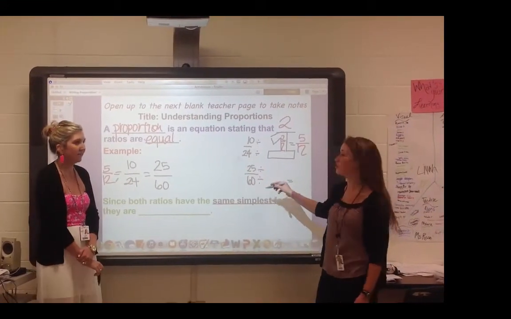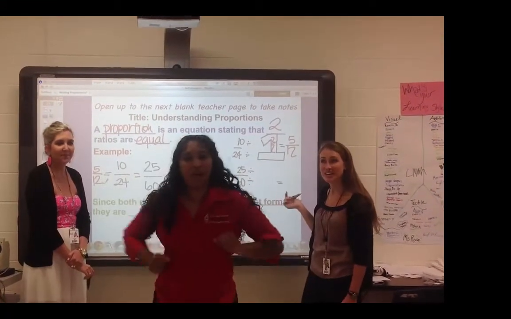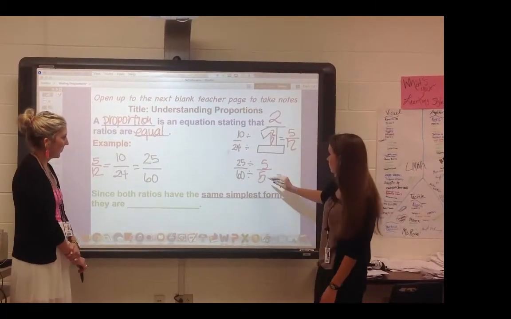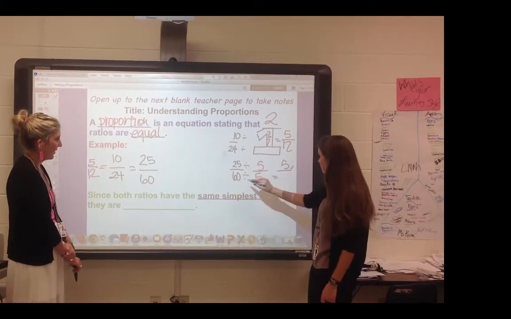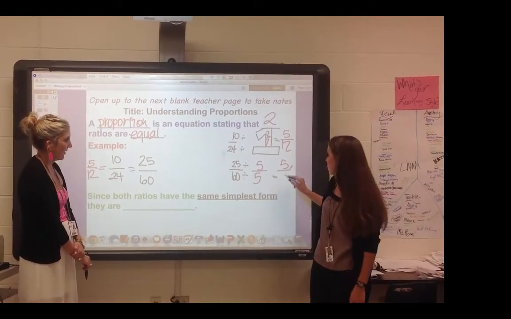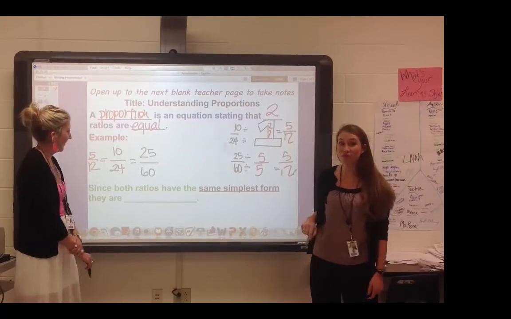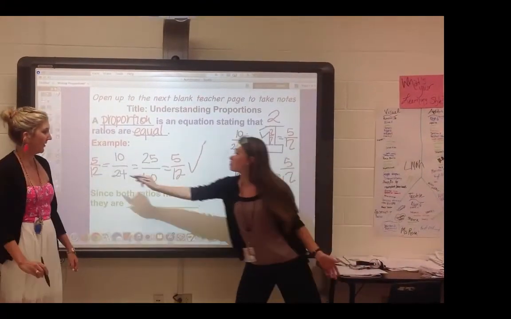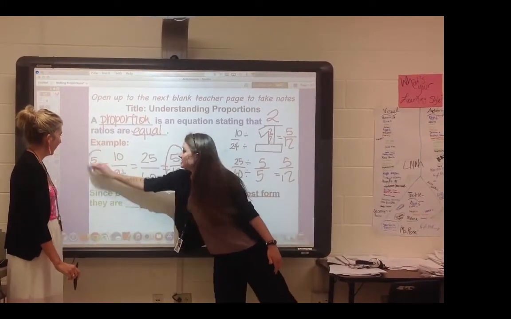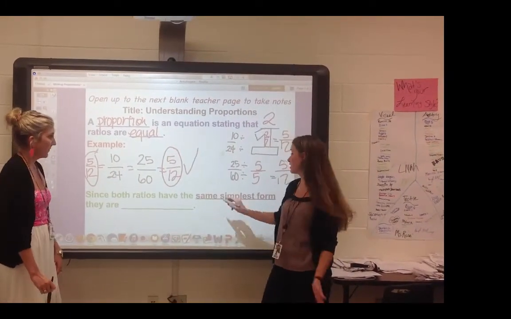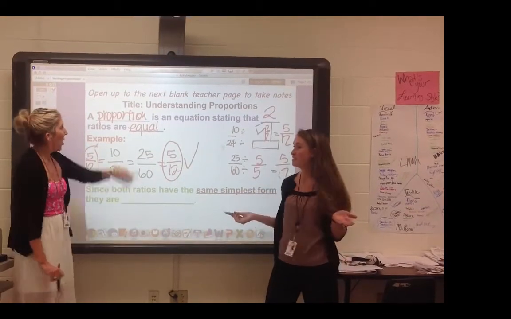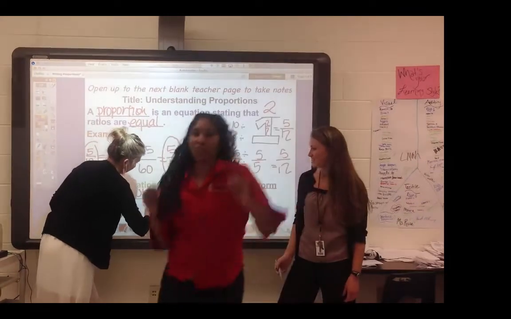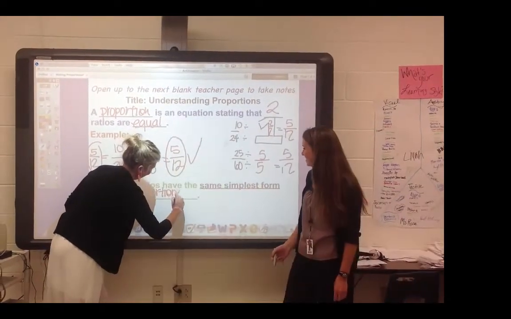Let's simplify this one too. What wonderful one? You have to simplify by 5. Divide by 5 over 5, since it's a wonderful one, and I'll get 5. 60 divided by 5 is 12. So I still have 5/12. They're both equal to 5/12. So since both of them are equal to 5/12 in their simplest form, they are proportional.